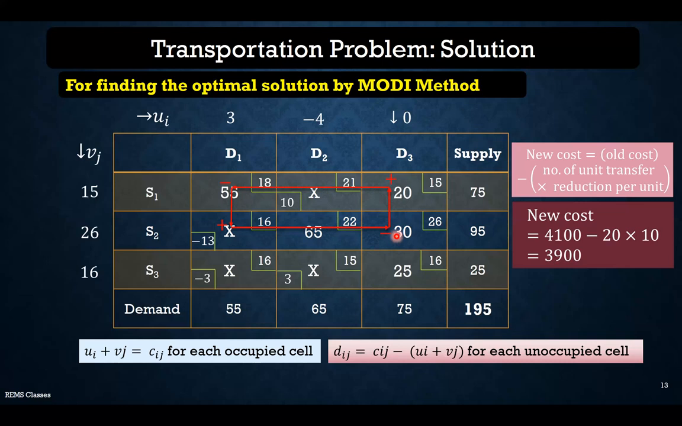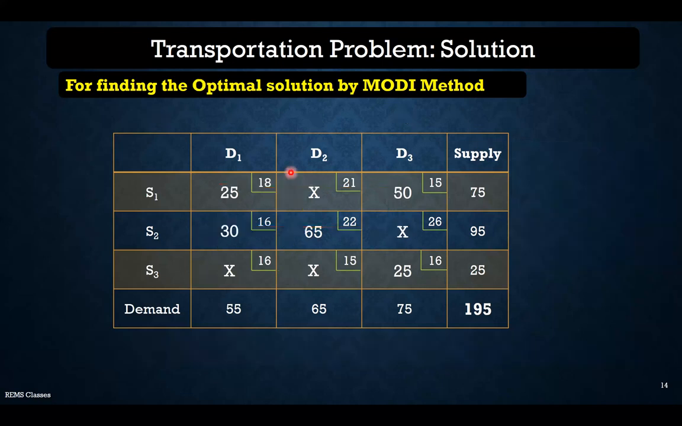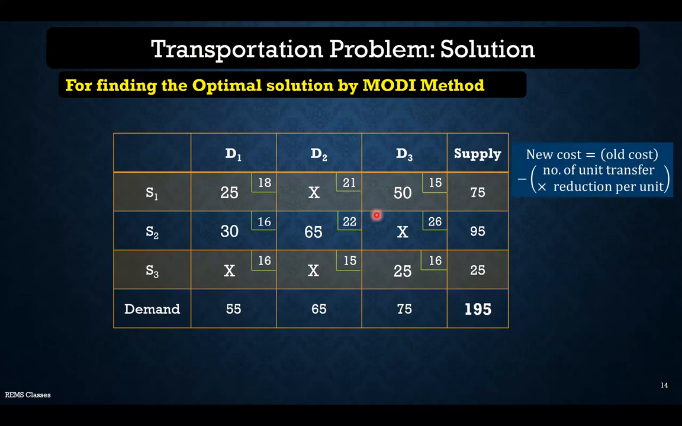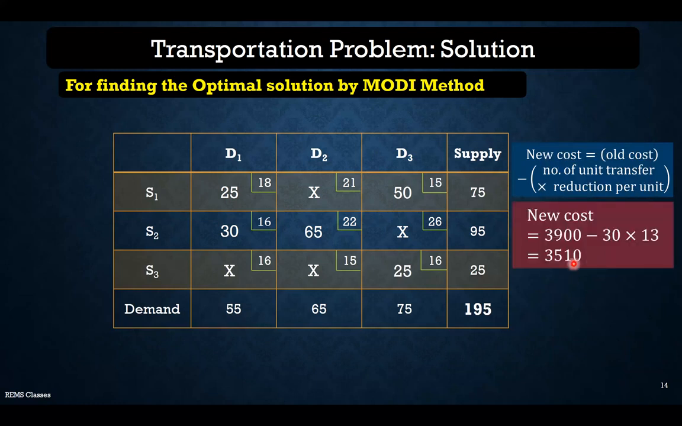The 30 is the least value. So we will shift this 30 units to this cell, and from this cell we will shift 30 units to this cell. So the new cost matrix will be like this. We have shifted the 30 units from this cell to this cell, and from this to this. Again, we will find the new transportation cost, and in this case, the transportation cost is 3,505, 3,510. So we can say that the transportation cost is reducing. So again, we will see whether this particular solution is optimal or not.